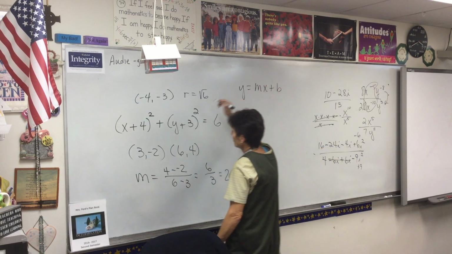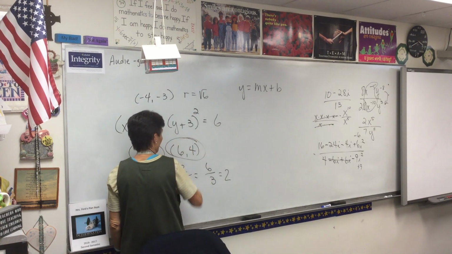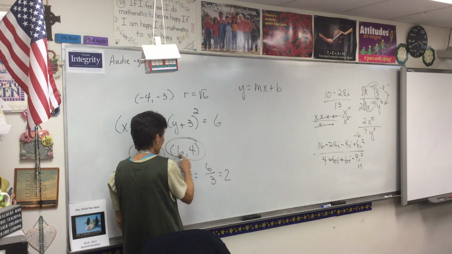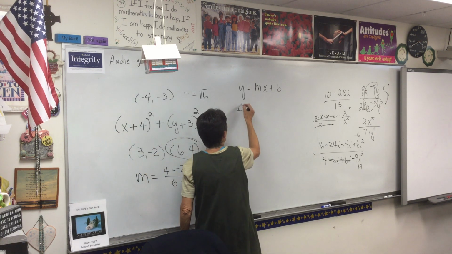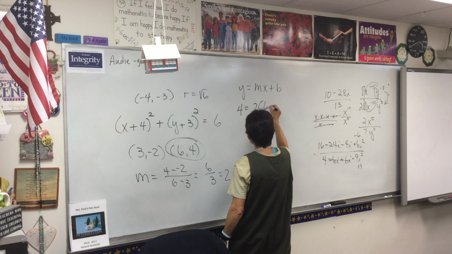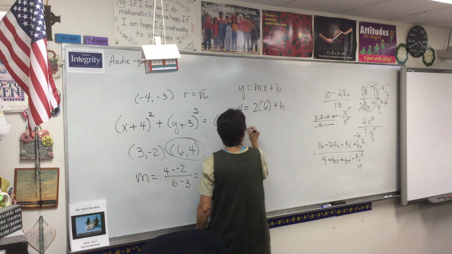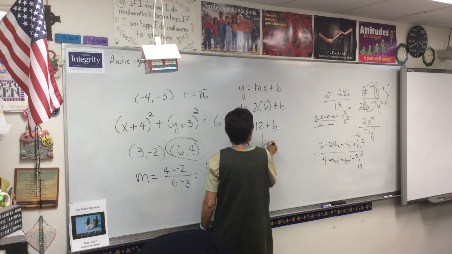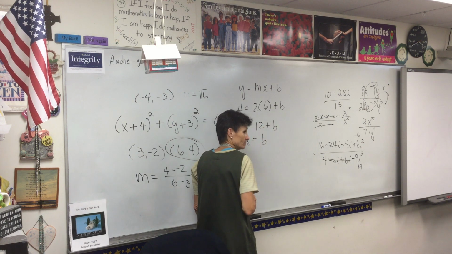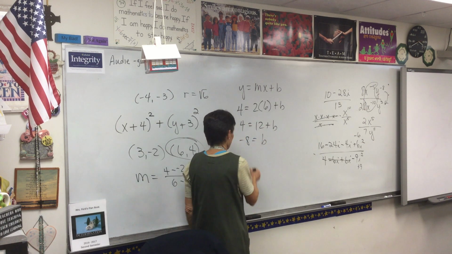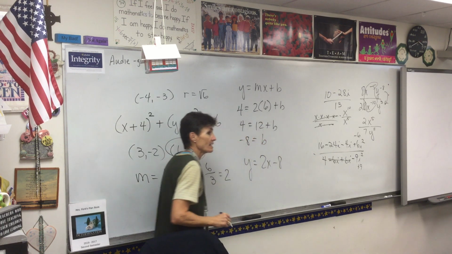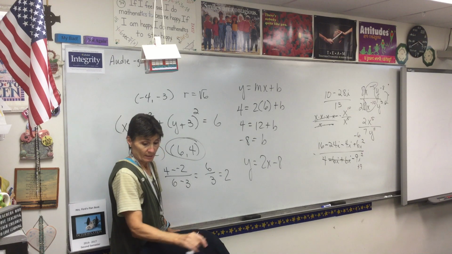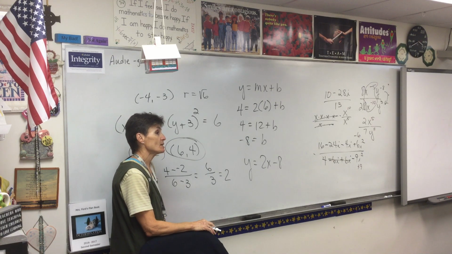We pick one of our points. I'll just pick that one. That's my x, that's my y. So it's going to be 4 equals 2 times 6 plus b. Equals 12. So b is -8. My equation is y equals 2x minus 8. Remember, in the answer blank goes the equation.